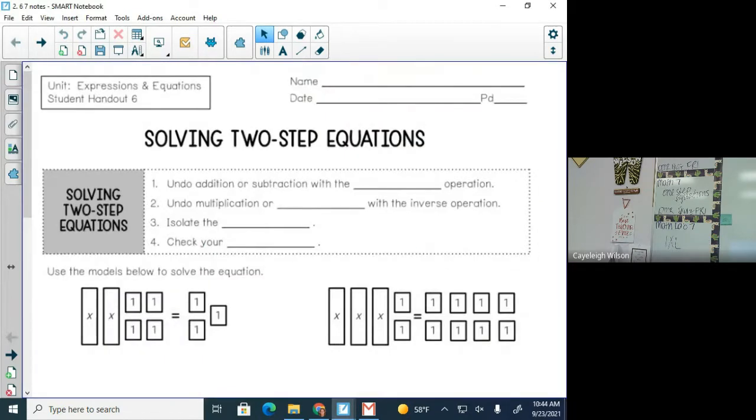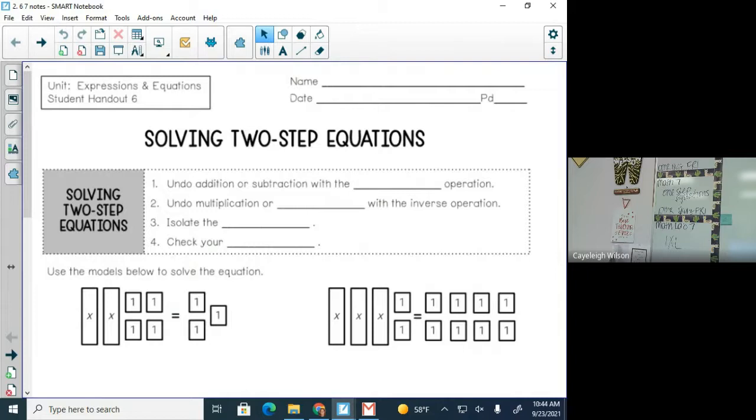Okay, so these are two-step equations because they take 2 steps to get the x alone. The other ones were one-step equations because they only took 1 step to get the x alone. So up at the top here, these are going to be our steps that we're going to follow. I would star them, highlight them, something, but it says solving 2-step equations.